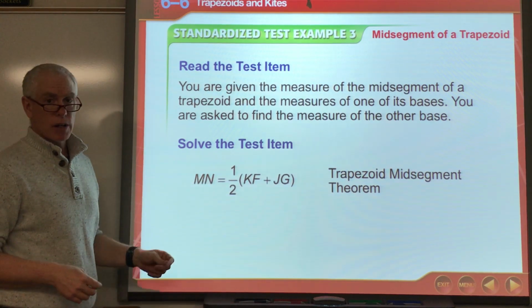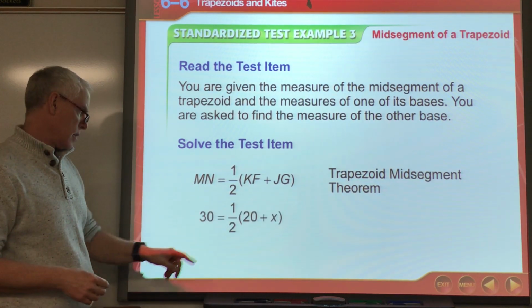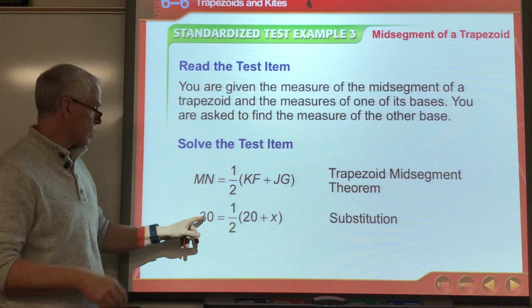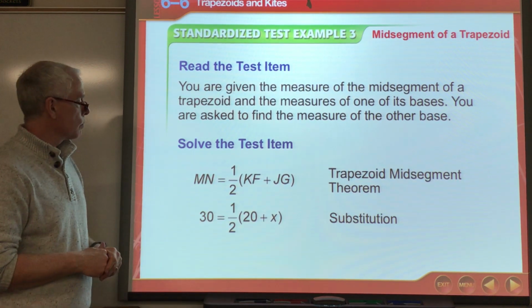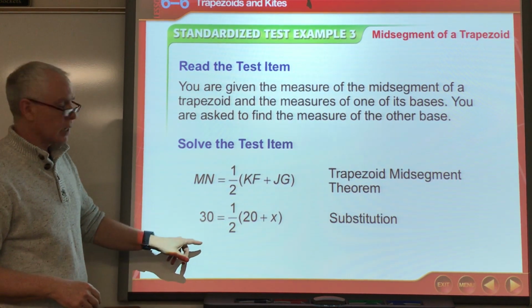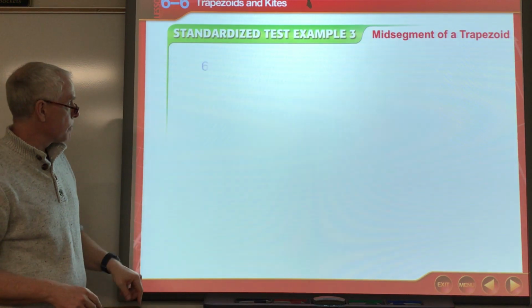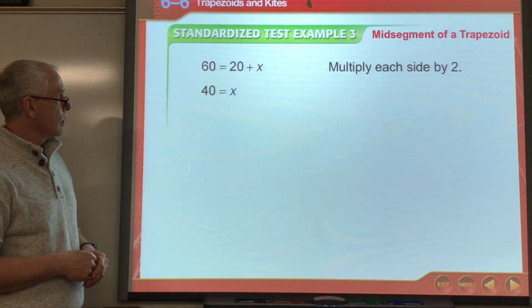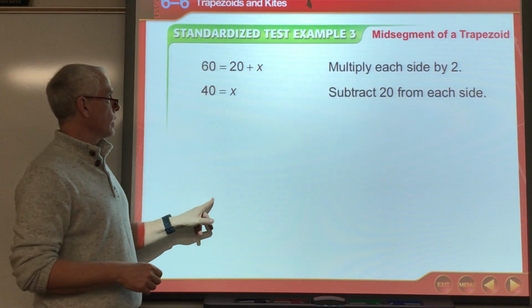Two of those three values I've been given. I've been given this base was 20 and the mid-segment was 30. So multiply both sides by 2 over 1 to get 60. Subtract 20. That missing value is 40. Okay?